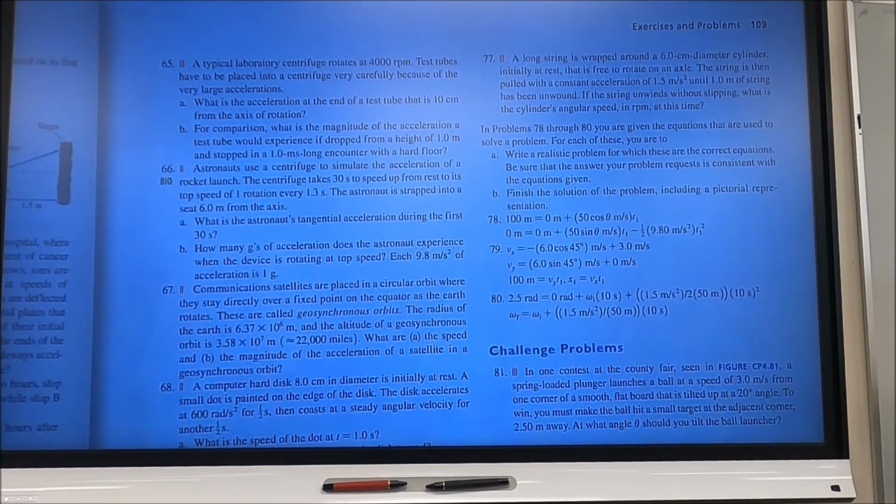Okay, guys, on this problem, we're asked to find A_R, the radial acceleration, okay? And then let's start with that for the rotation. Now, we're told that our omega is going to be 4,000 revolutions per minute, and we're told that R, our radius, is 10 centimeters, which is 0.100 meters, because remember your book does everything to 3 sig figs. Okay?